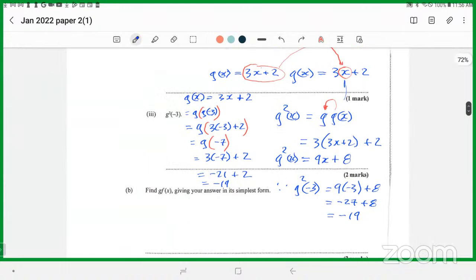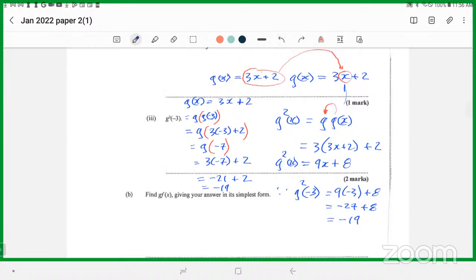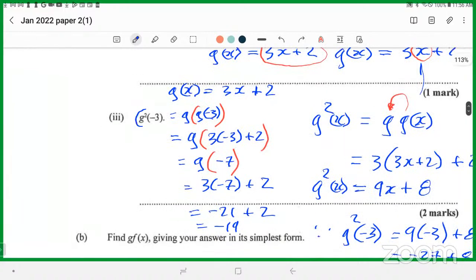So I've done this question 2 ways for you. I did it by finding the g squared of x first. That's what I did here. And then plug the minus 3 inside the g squared of x, to get an answer of negative 19. This other method over here is where I use the g squared as g of g of negative 3, and then work out the g of negative 3 first. Because g squared means g of g, which means g followed by g. So you use g and then you use g again. But understand that?